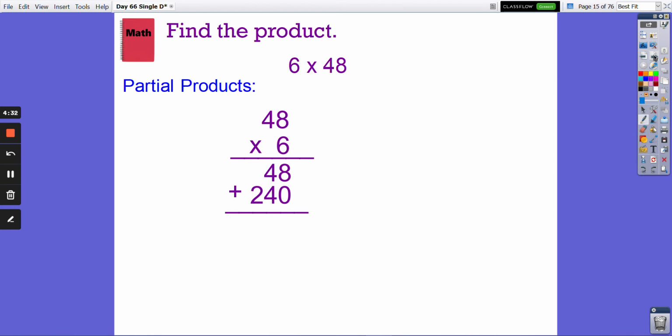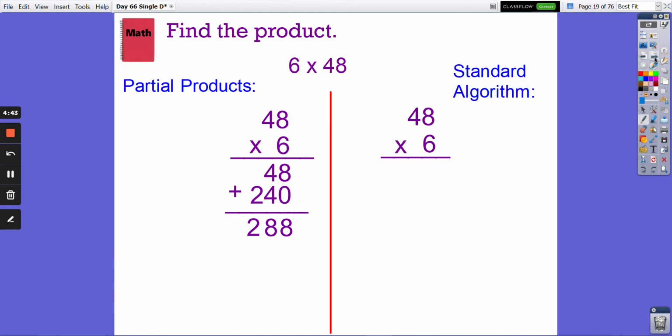We add those together, getting a total of 288. 8 plus 0 is 8. 4 plus 4 is 8. 2 plus nothing gives me 2. 288. Now, this again is review for you, but let's review a little bit.